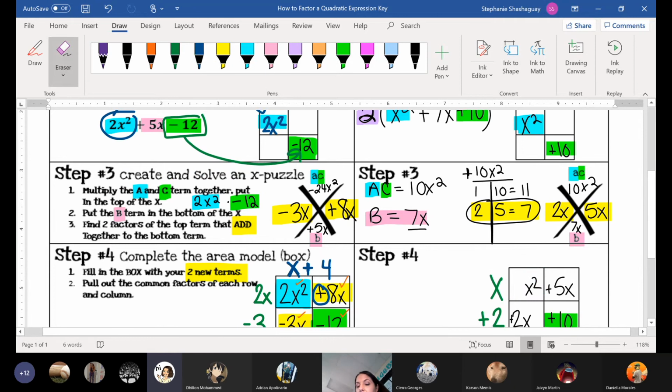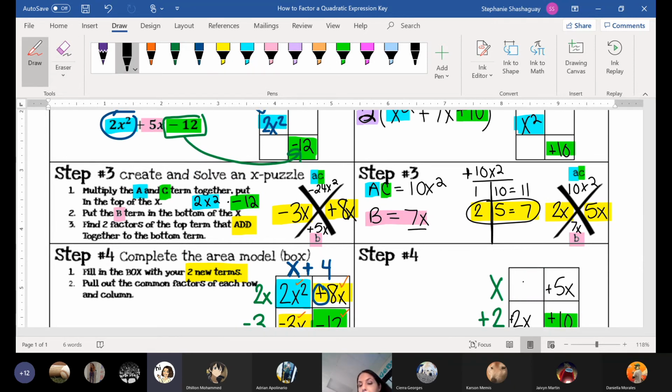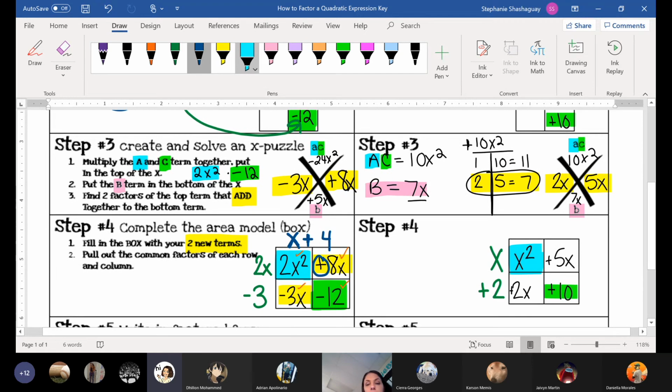Sorry guys, I was looking at the other box. This is just an x squared. It goes in there, not a 2x squared. You can always unmute and tell me if I wrote in the wrong thing. That's okay. Okay, x squared and 2x, all I can factor out is an x. Then I have my positive 5x and my 10, and I can factor out a 5.